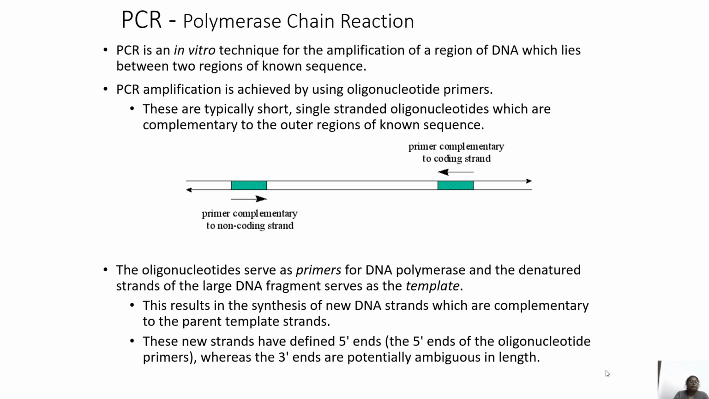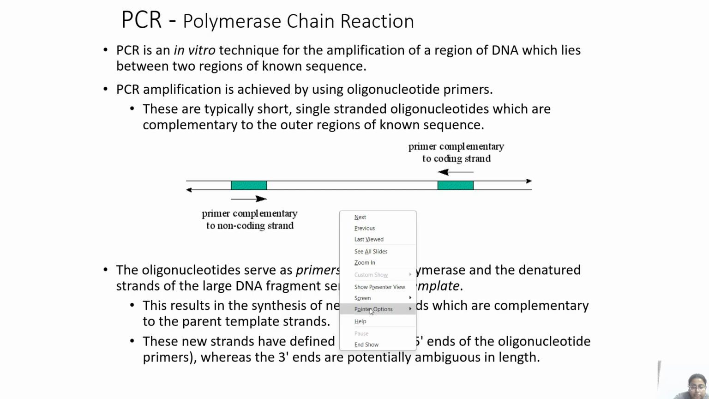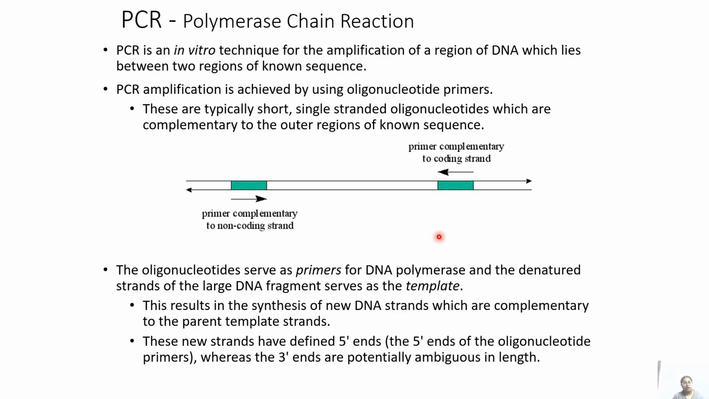So if we talk a little bit about PCR, that's the polymerase chain reaction, which is an in vitro technique for the amplification of a region of DNA, which lies between two regions of known sequence. PCR amplification is achieved by using oligonucleotide primers, typically short, single-stranded oligonucleotides, which are complementary to the outer regions of known sequences. So the oligonucleotides serve as primers for DNA polymerase, and the denatured strands of the large DNA fragment serve as a template.